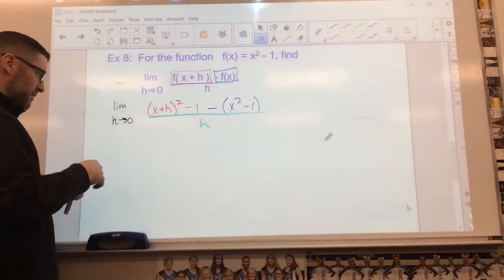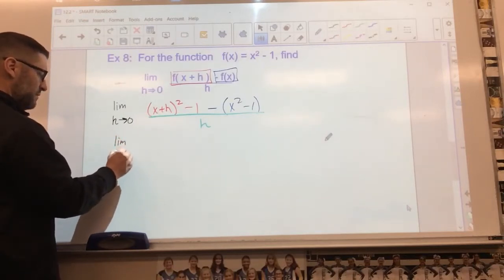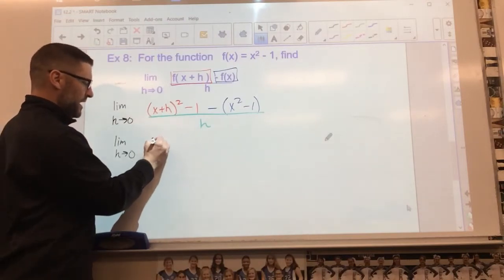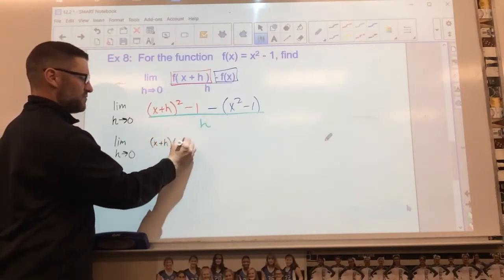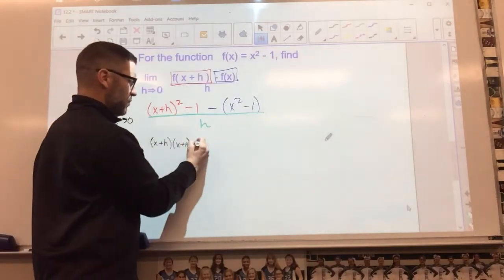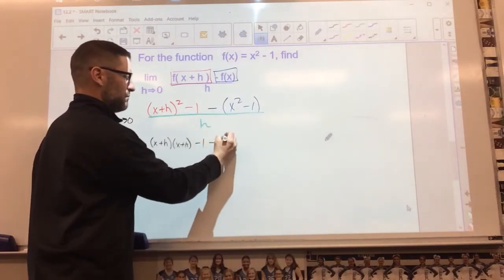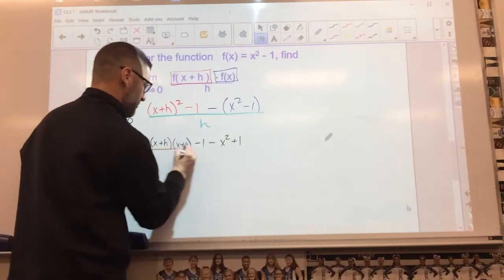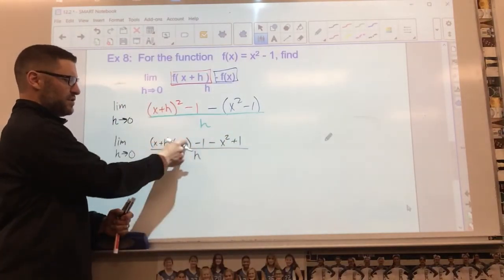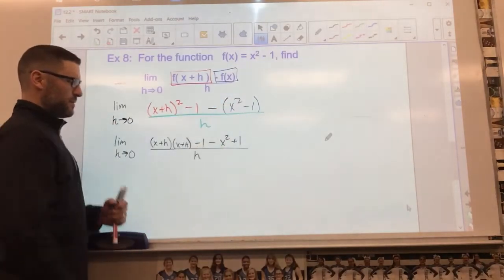Now it's algebra. So we're going to find the limit as h goes to 0 of, well, (x plus h) squared is really (x plus h) times (x plus h). I'm going to have to FOIL. Here I have a minus 1, and then I have minus (x squared plus 1), all over my h value. So all I did was write the binomial squared as 2 binomials. I brought down the 1. I distributed the minus sign through.